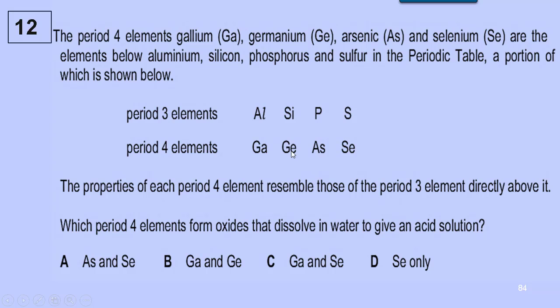Arsenic, germanium, and gallium, the 3 elements react with oxygen forming amphoteric oxides. So the only correct choice here is selenium, which forms an oxide that dissolves in water forming an acidic solution.